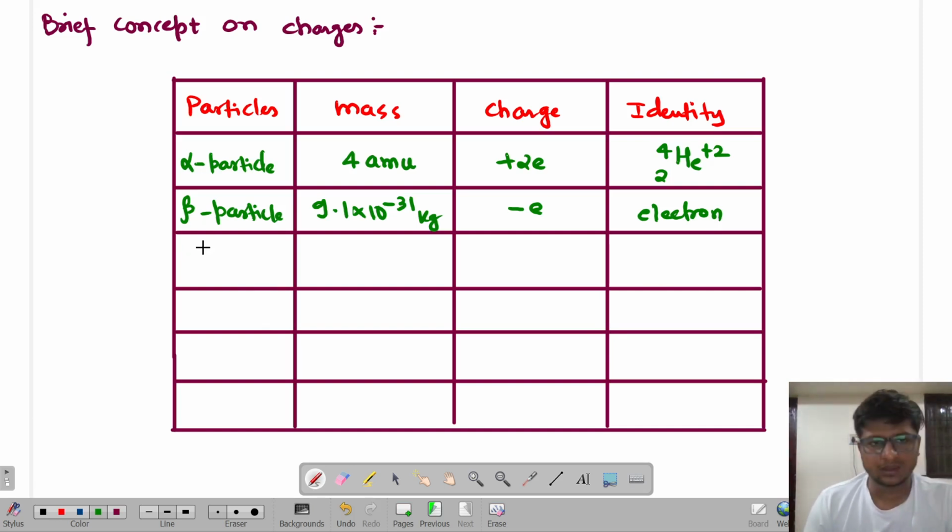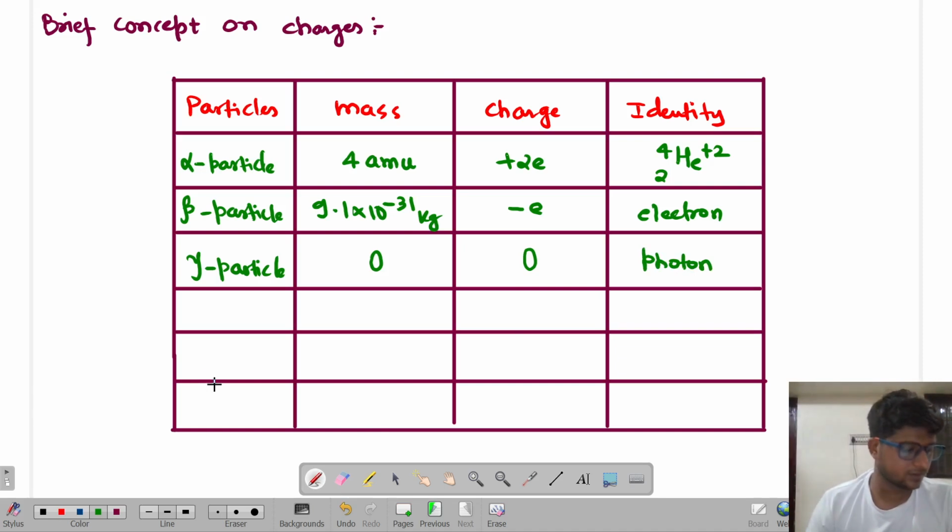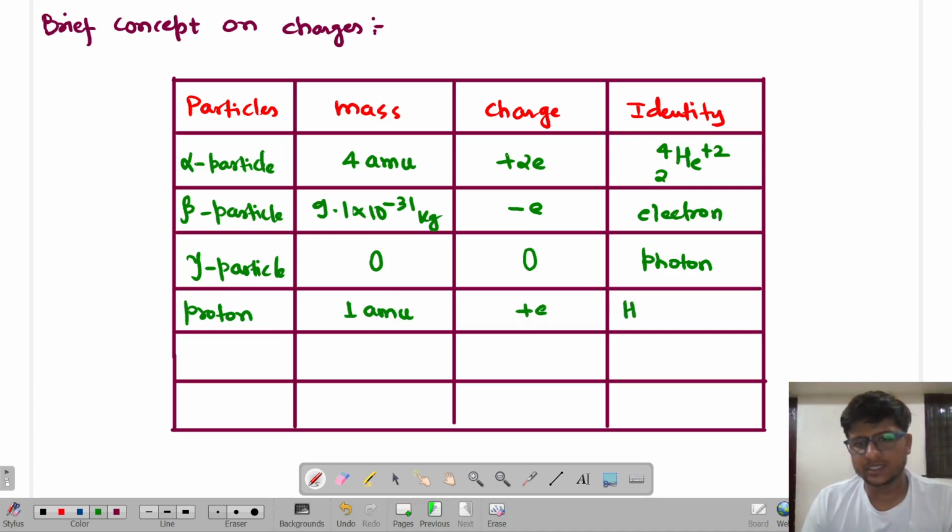Then there is the gamma particle, the most dangerous one. It has no mass, no charge, and the identity of the gamma particle is almost like a photon. Are you able to get me? Then I have the proton, mass is 1 AMU, charge plus e, and it is sometimes represented as H plus, ionized hydrogen atom. Are you able to get me?